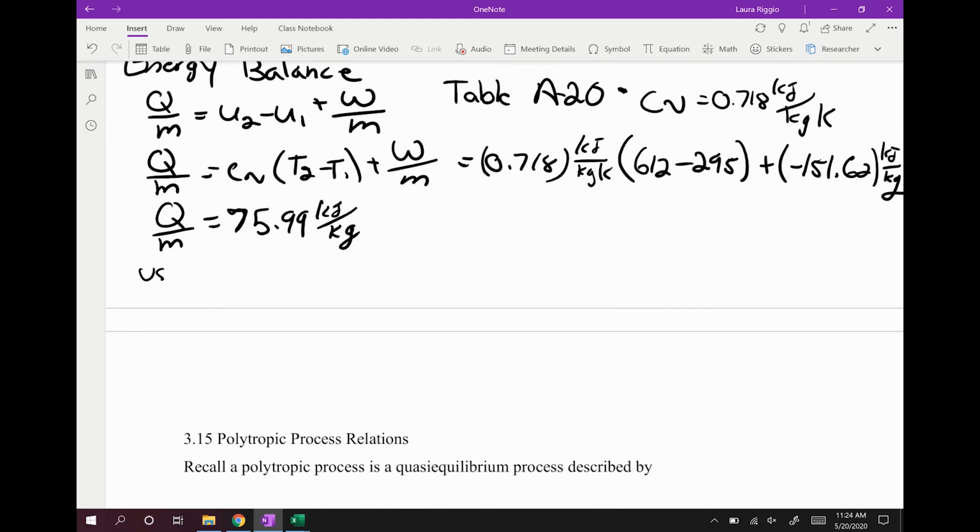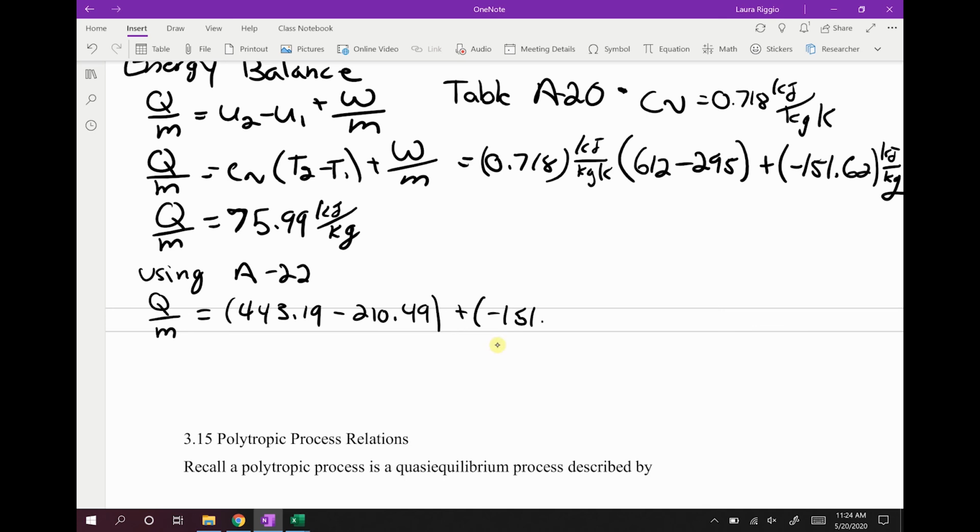If we were to use table A22, our heat transfer per unit mass would be 443.19 minus 210.49 plus minus 151.62, which is 81.08 kilojoules per kilogram.